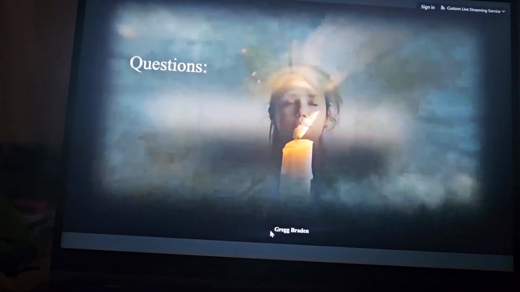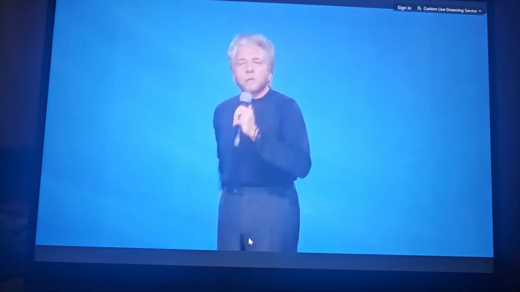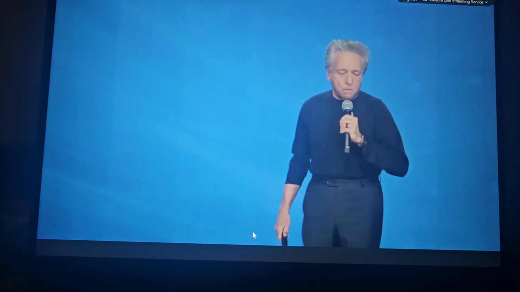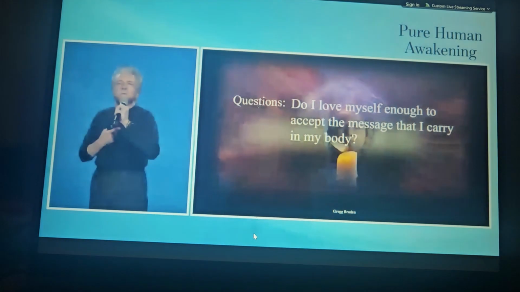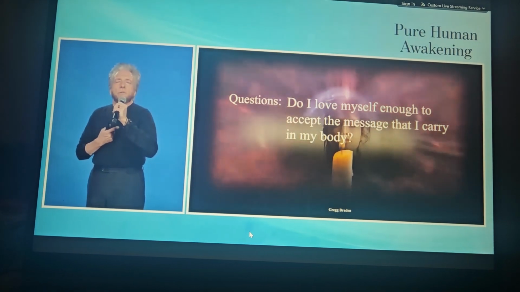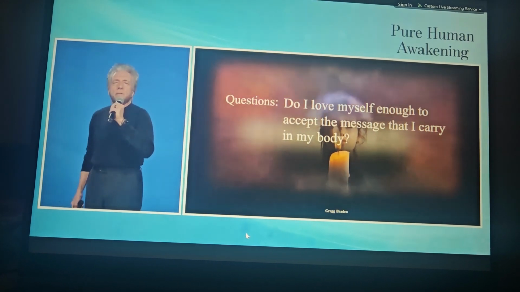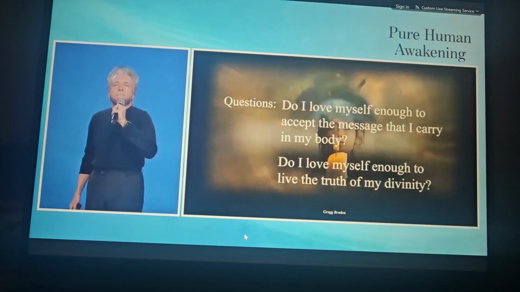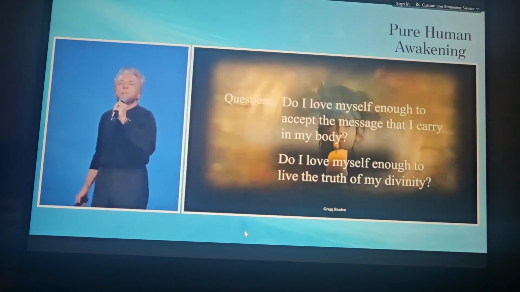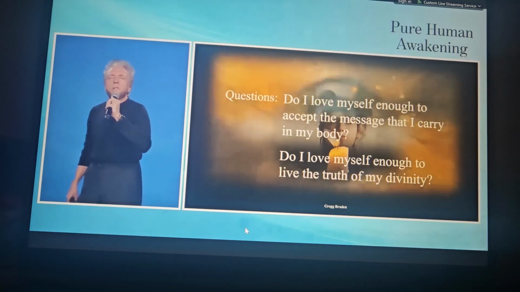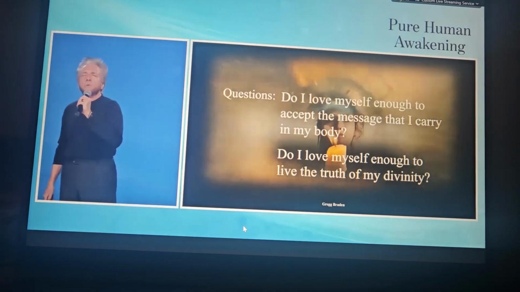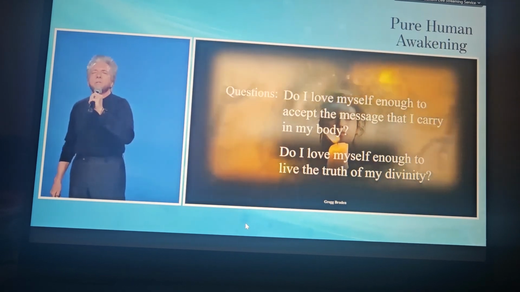So now I'm going to ask you a couple of questions as we close this part of our program today. Once again, as you touch your heart, I invite you to say the words, my heart. My heart, do I love myself enough to accept the message that I carry in my body? My heart, do I love myself enough to live the truth of my divinity in a world that doesn't always support that truth? That's where the workshop begins.